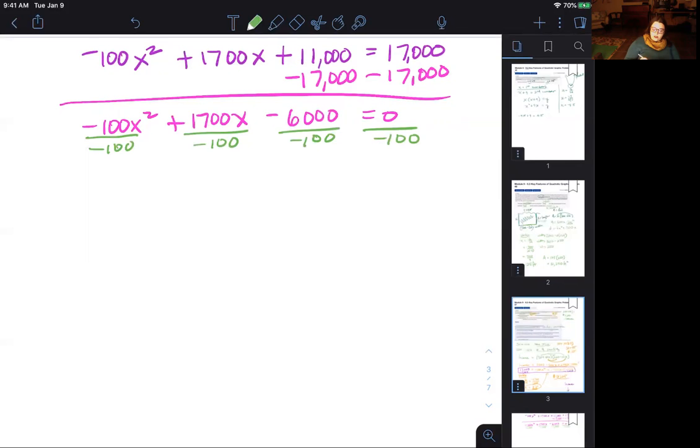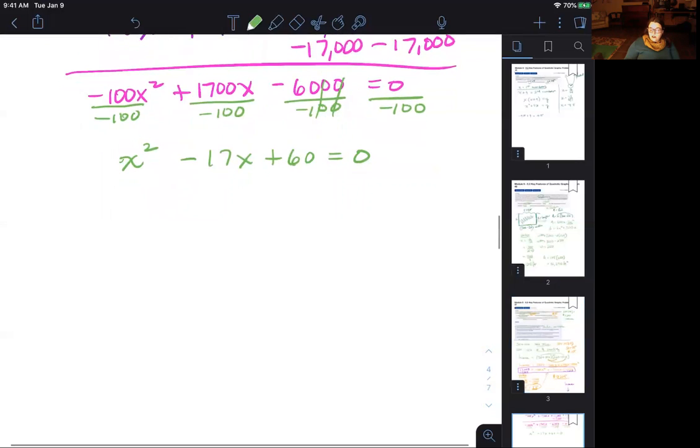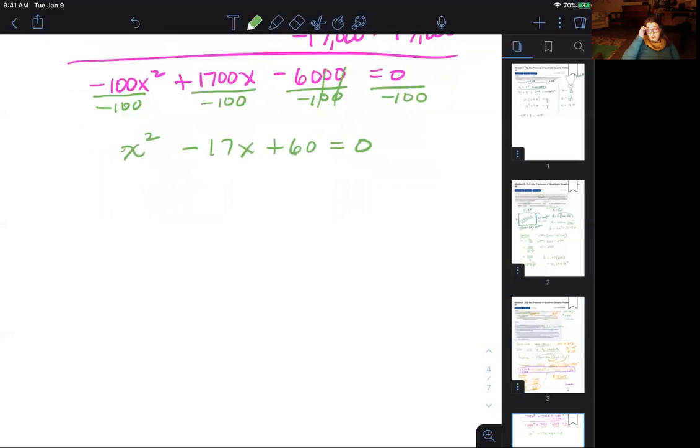So what we can do then is, now our leading coefficient is 1. So we have x squared minus 17x, plus 60 equals 0. And I'll just show you, you should get the exact same answer. And even if you graph this, what you're going to notice is that you'll still have the same x-intercepts, even though this is a different graph.